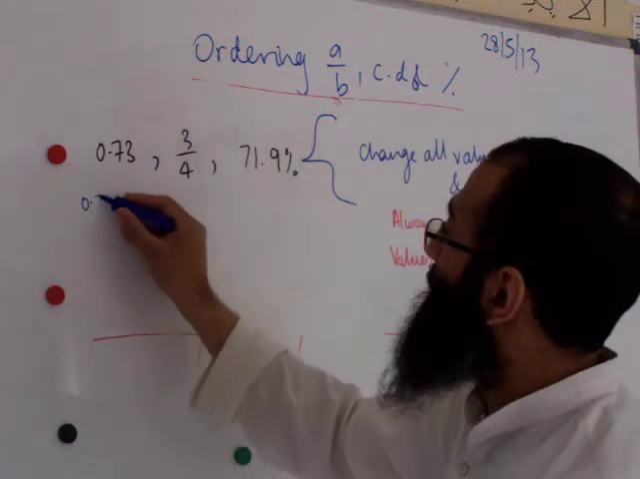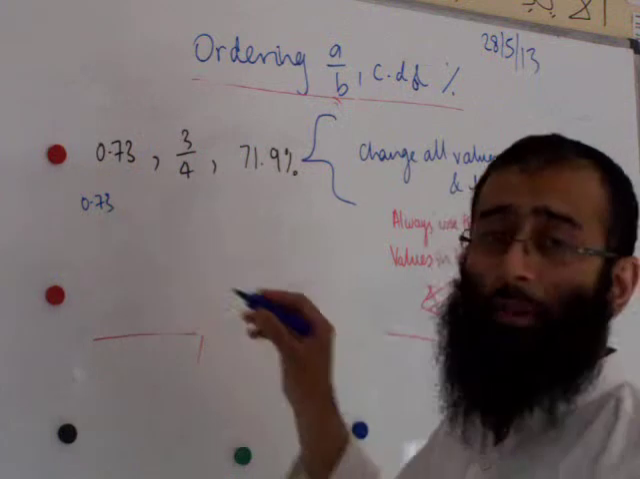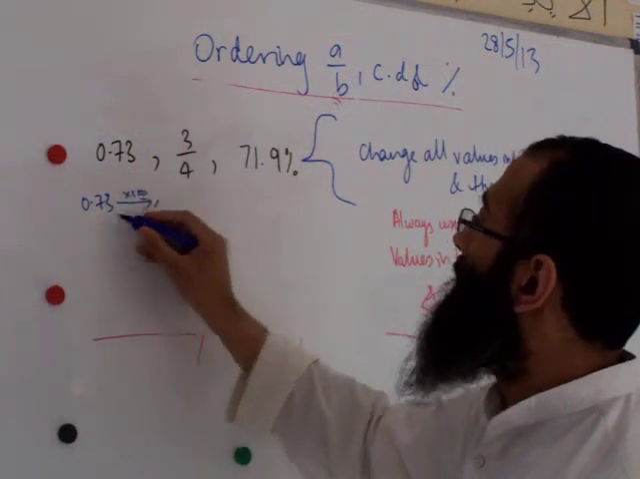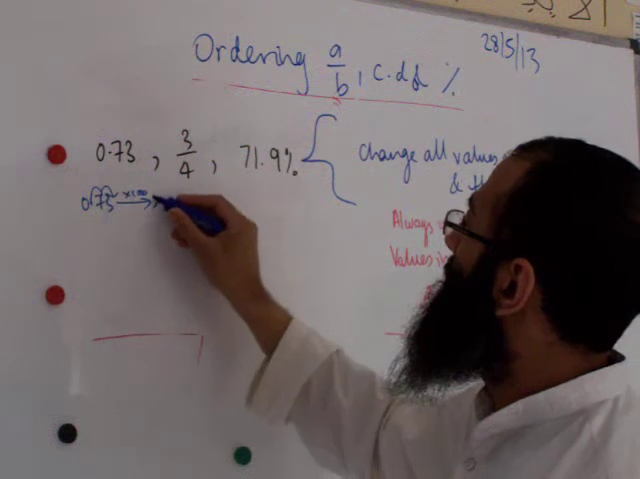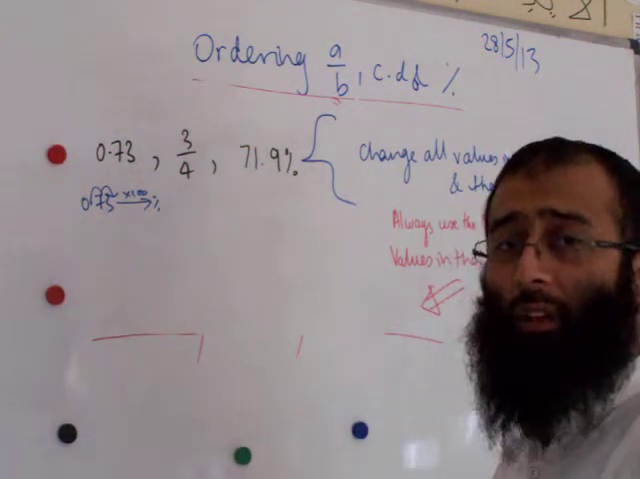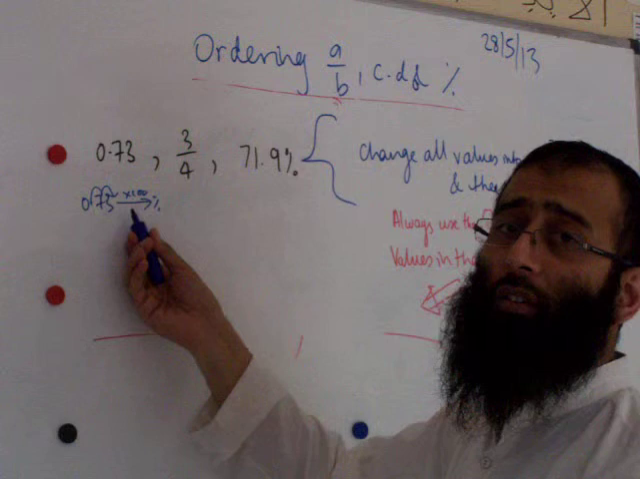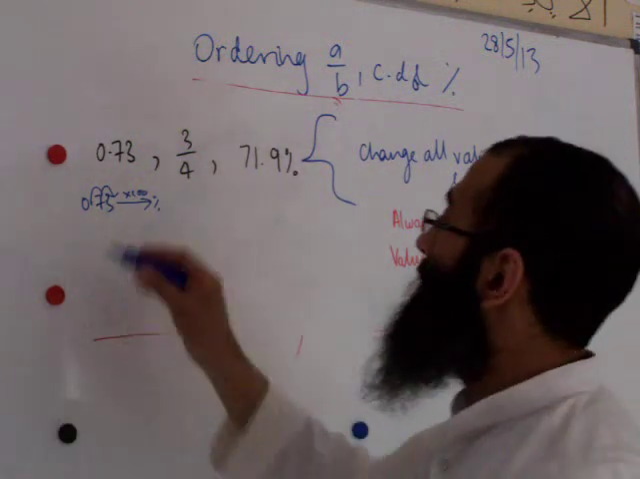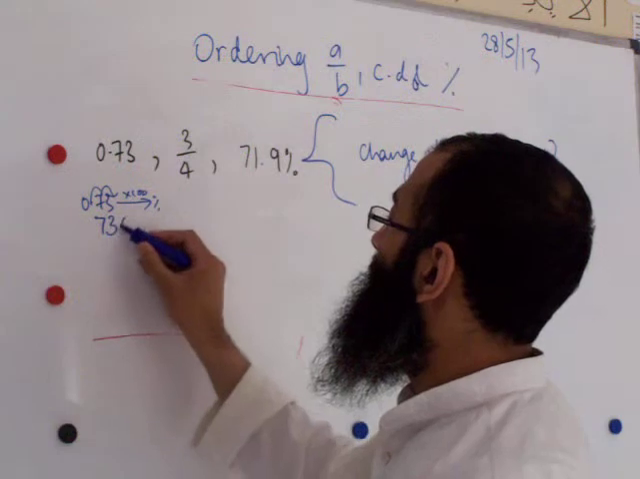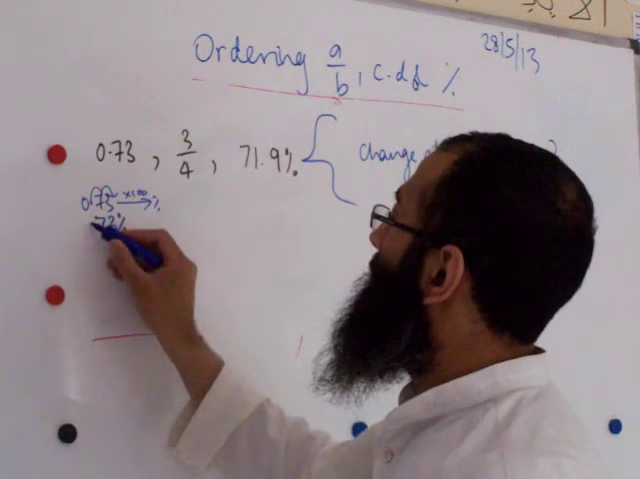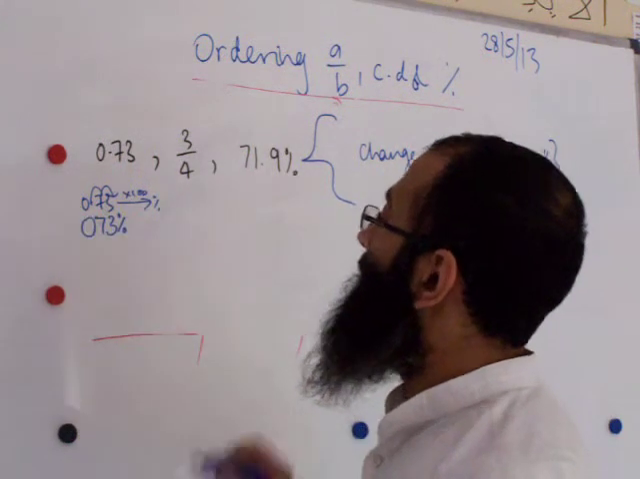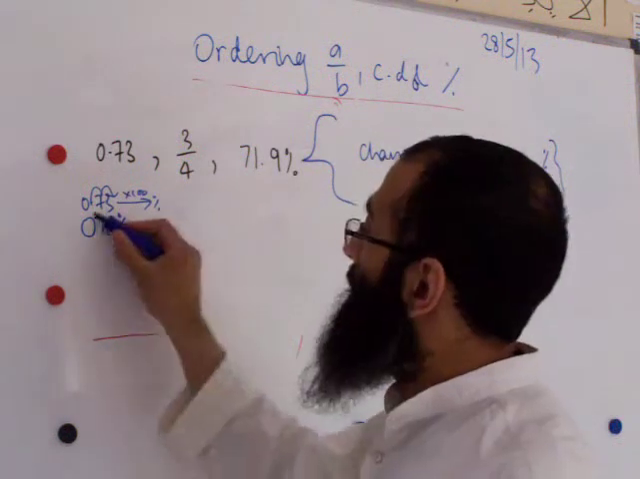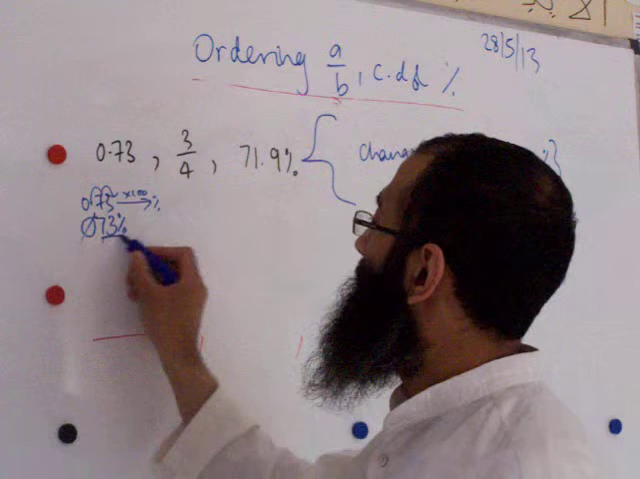To change the decimal 0.73 into a percentage, what do we do, Aaminah? Times by 100. So 0.73 times by 100, move the decimal place 2 places to the right as the number moves a place value to the left. So that'll give you 073%. What do you do with the 0 now? Get rid of it, we don't need it anymore.